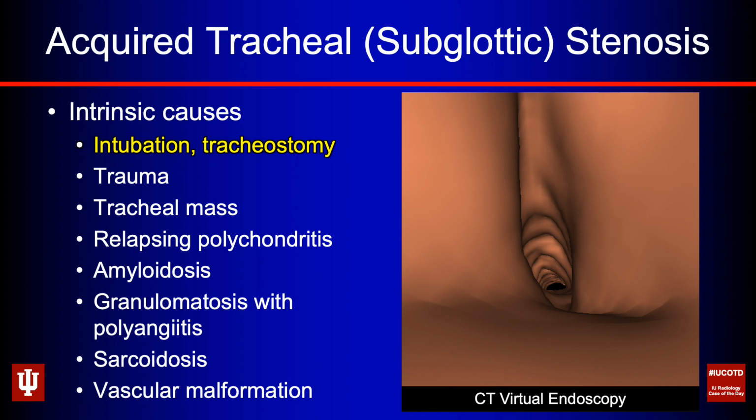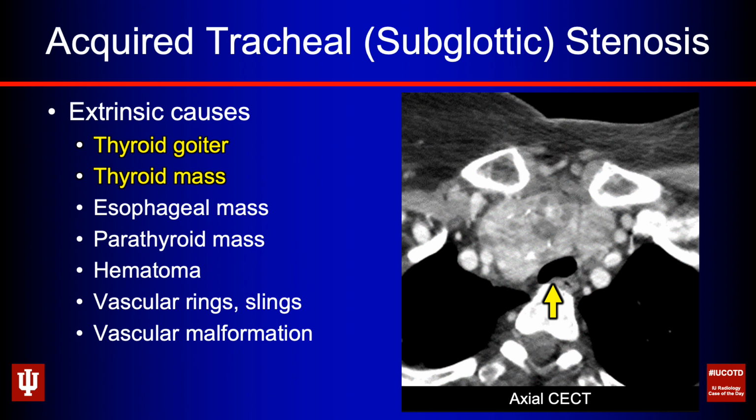So when we're dealing with acquired tracheal or subglottic stenosis, as you can see on the slide, there are a lot of intrinsic causes, but far and away the most common intrinsic cause of stenosis that I see relates to prior intubation and prior tracheostomy. But there are a lot of things, and we'll talk about some of them during the talk. As far as extrinsic causes, in my experience here in my shop, the thing that I see most commonly are thyroid lesions, thyroid masses, whether it's a goiter or a true malignancy, that are externally compressing it. But again, you can see here there are lots of potential extrinsic causes of tracheal stenosis as well.